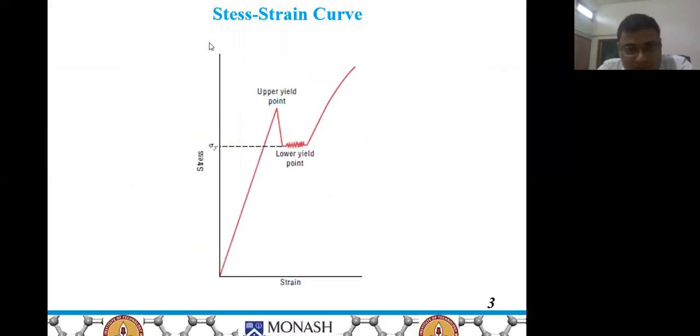So this is a typical stress strain curve. I will now emphasize the upper yield point and lower yield point phenomena. Here we can see that there is a fluctuation at the yield point, the lower yield point, and there is also an elongation. This is called yield point elongation, and this we define as the yield point.